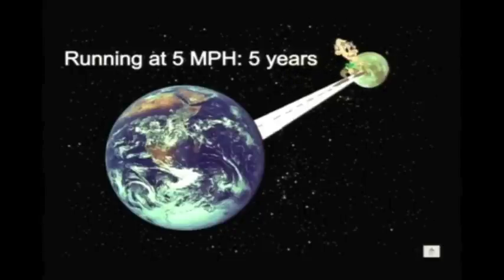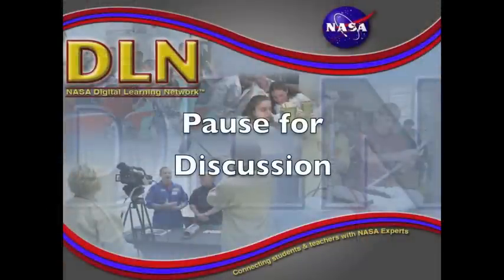Now, 5 years to get to the moon running, 4 months to get to the moon in a car. If you were in an airplane, it would still take you 3 weeks. Yet the astronauts that went to the moon during the Apollo missions were able to get there in only 3 days. How were they able to do that? I'll give you a moment to think about that.